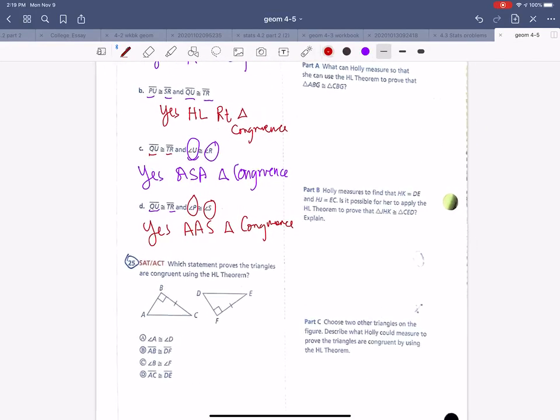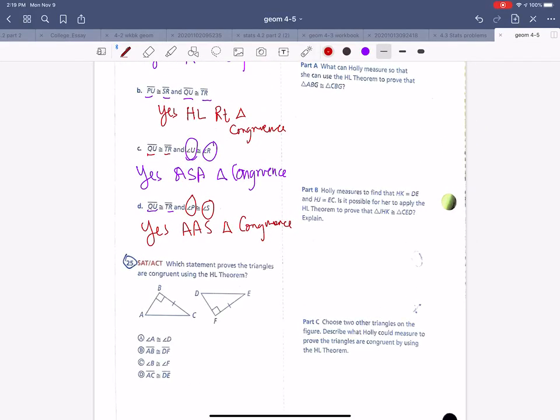Okay, so let's look at number 25. It's multiple choice. It says, which statement would prove HL? We've got a side, that's really just a leg, right? So I have one set of legs that are matching, and if I want to make sure that it's HL, then I need these hypotenuses to match. I don't need an angle, right? Just for HL, I need the hypotenuses to match. So the hypotenuses are AC and DE. That's it, guys.